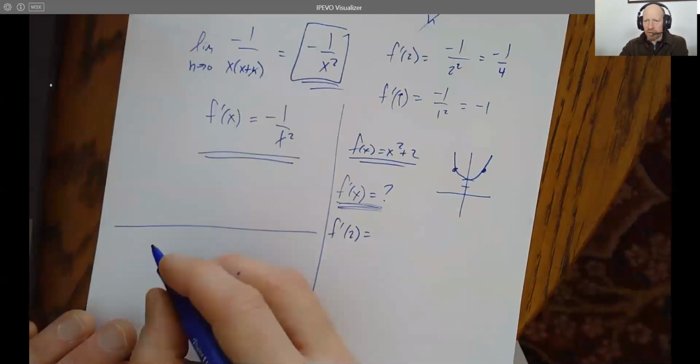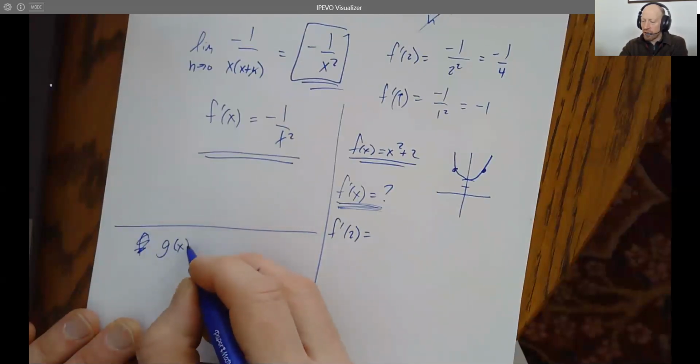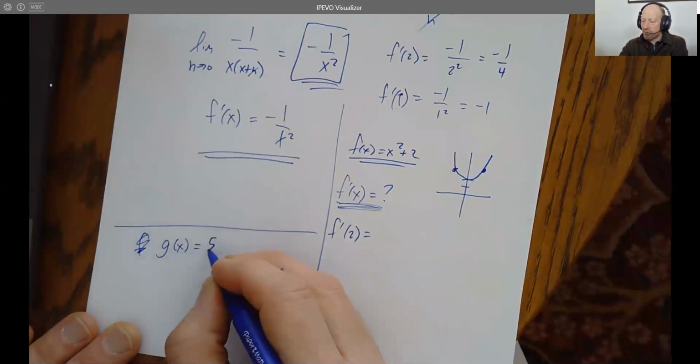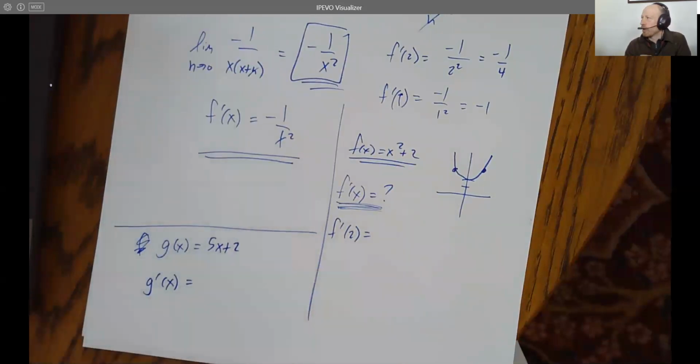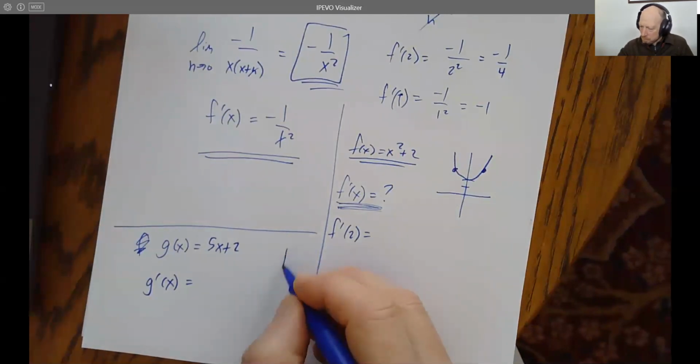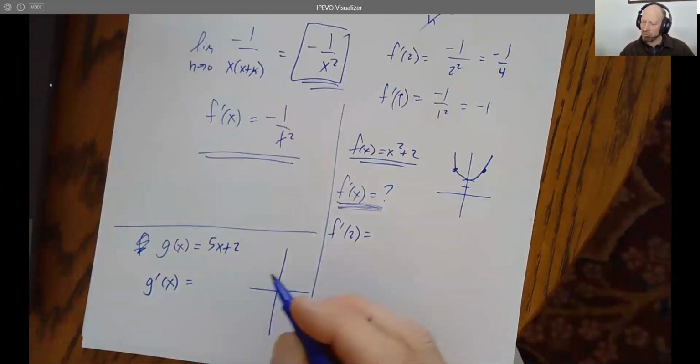Let me give you an example here, maybe. What if I tell you, let's just call it g just for variety, what if I tell you g is 5x plus 2? What is g prime of x? Anybody have a guess what g prime of x is? You could go through the definition and figure it out, but you could also figure it out another way.